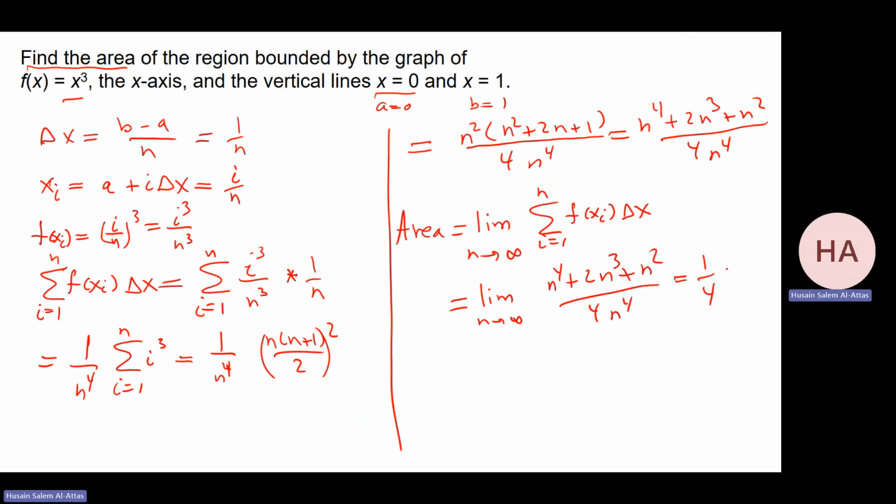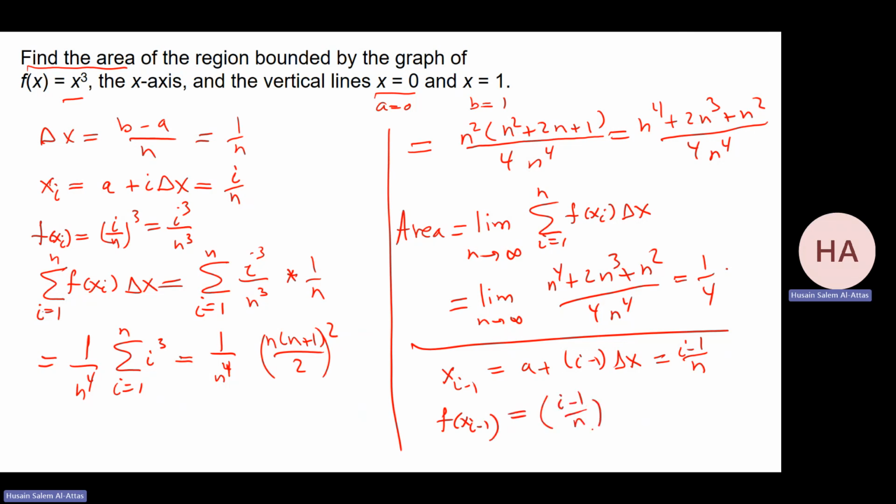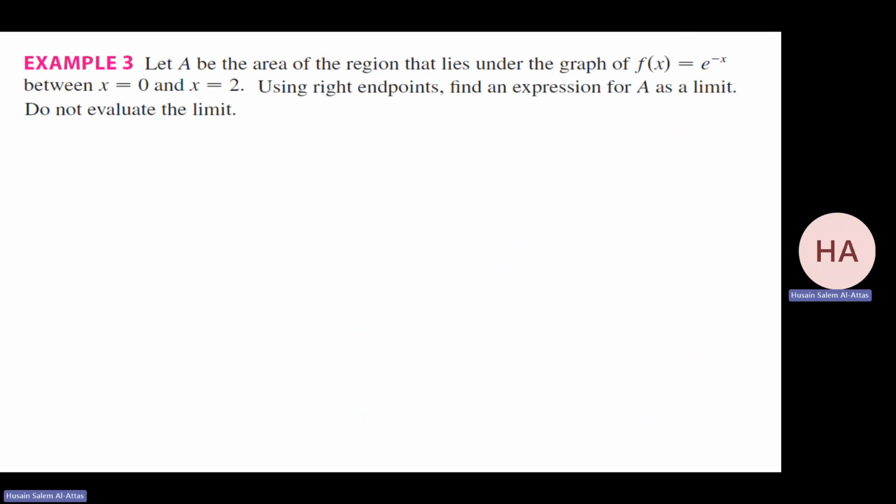For the left endpoint, the difference is that you need xi minus 1, which is a plus i minus 1 delta x, which is i minus 1 over n. So when it comes to f of xi minus 1, it's a little bit complicated: i minus 1 over n cubed, where you need to open this and do the summation, which will make it a little bit complicated. I will leave it for you. But at the end with the limit, you should get the same answer. Okay. Let me move to the next one.